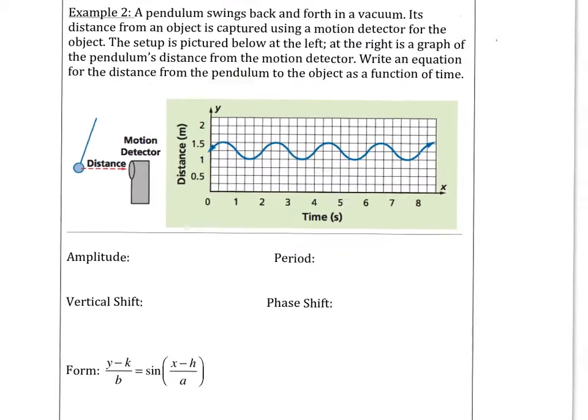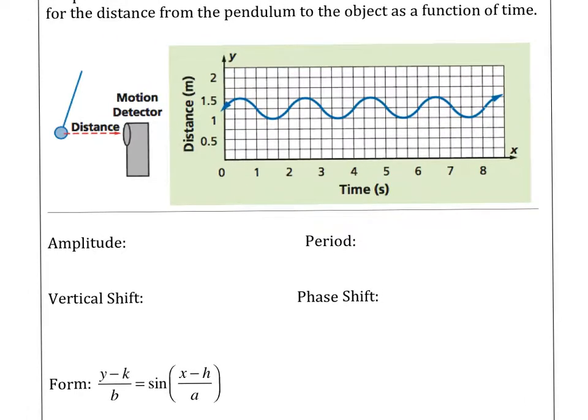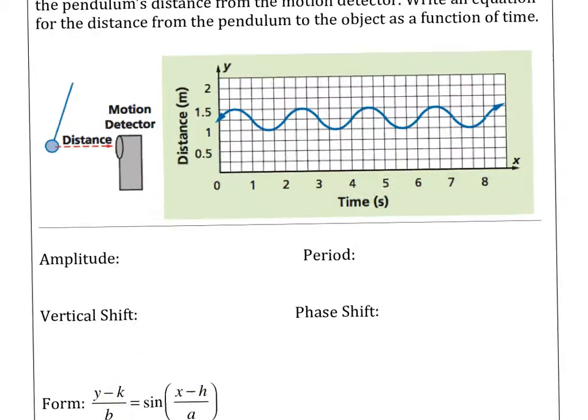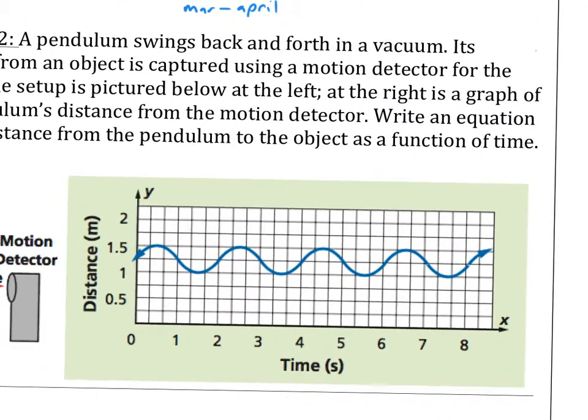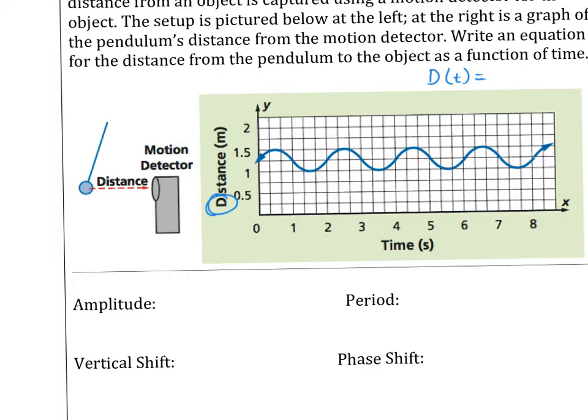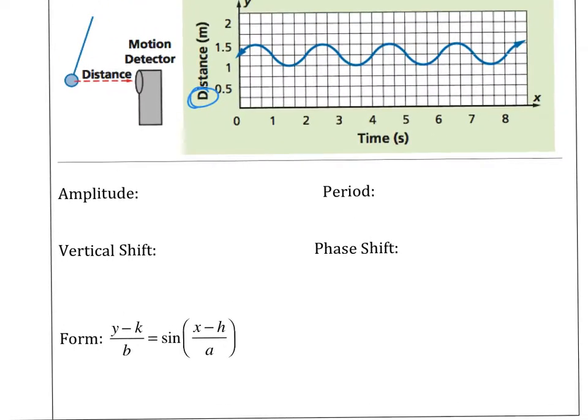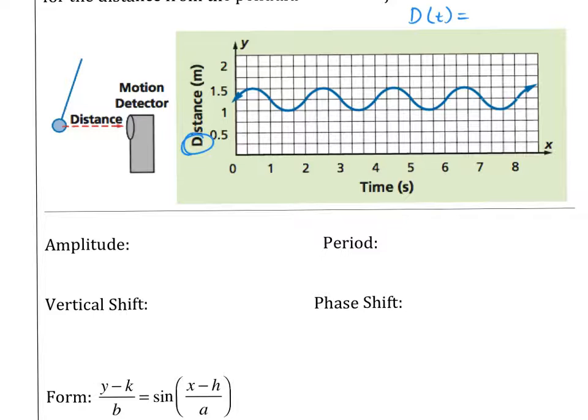Okay, so what pieces of information do we need? We need amplitude, period, phase shift, and vertical shift. We're going to plug that information in here. Since it asks me to write it as a function of time, we're going to use capital D, so it's going to be something like d of t is equal to. So we're going to have to convert it to function form. Let's see how to approach this.